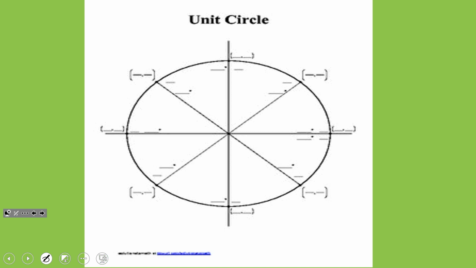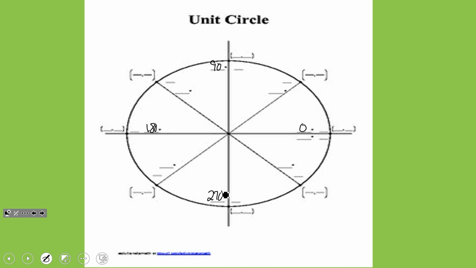I want to start by reviewing what we did on Friday. This is broken down just by the 45s. I've taken the 30 and 60 degrees out of the circle. So, first of all, let's start here on the right with what degrees? 0 degrees. Then we went up to 90 degrees. Then we went to 180 degrees. Then we went to 270 degrees.